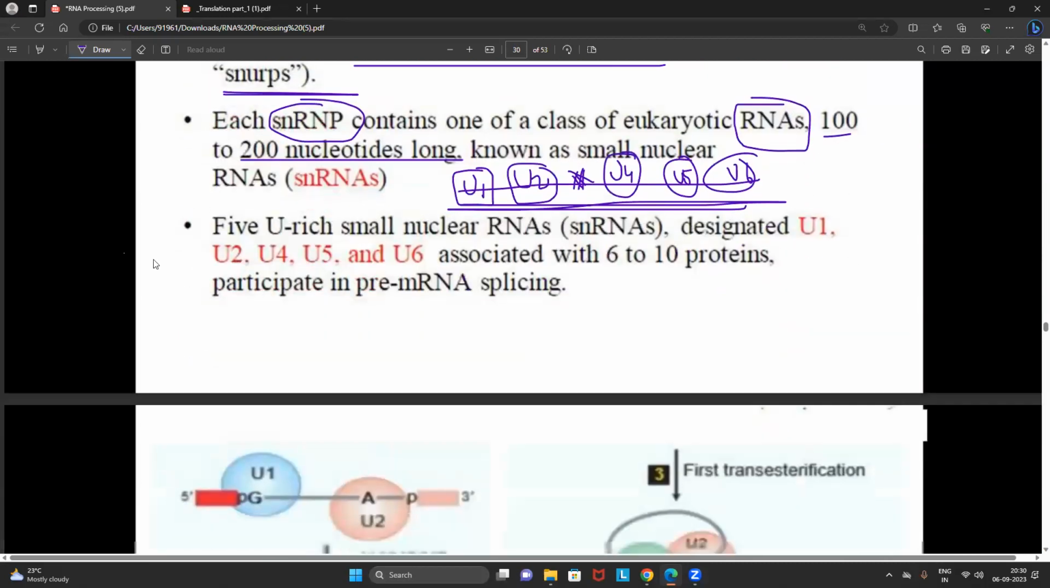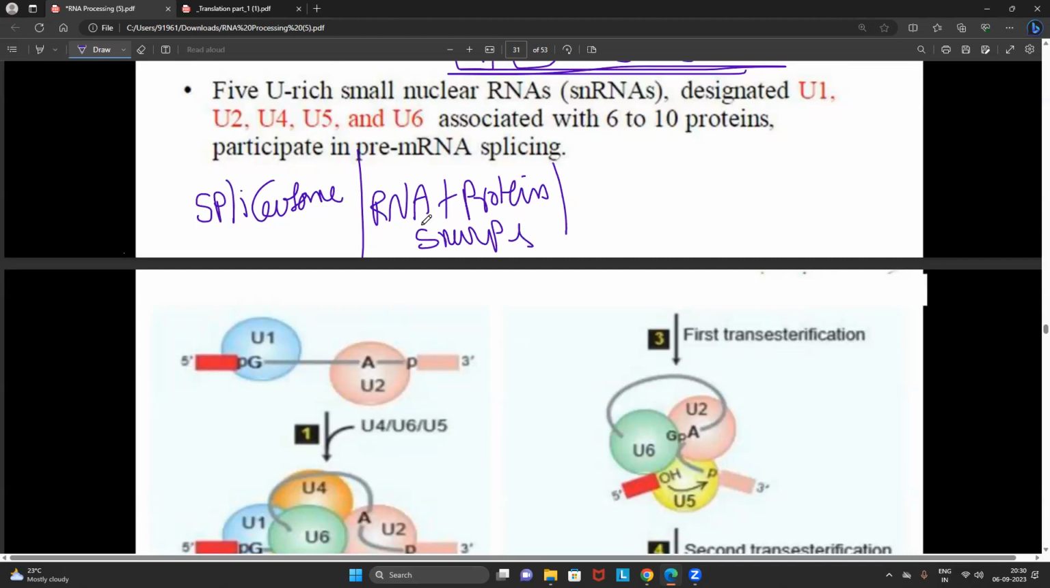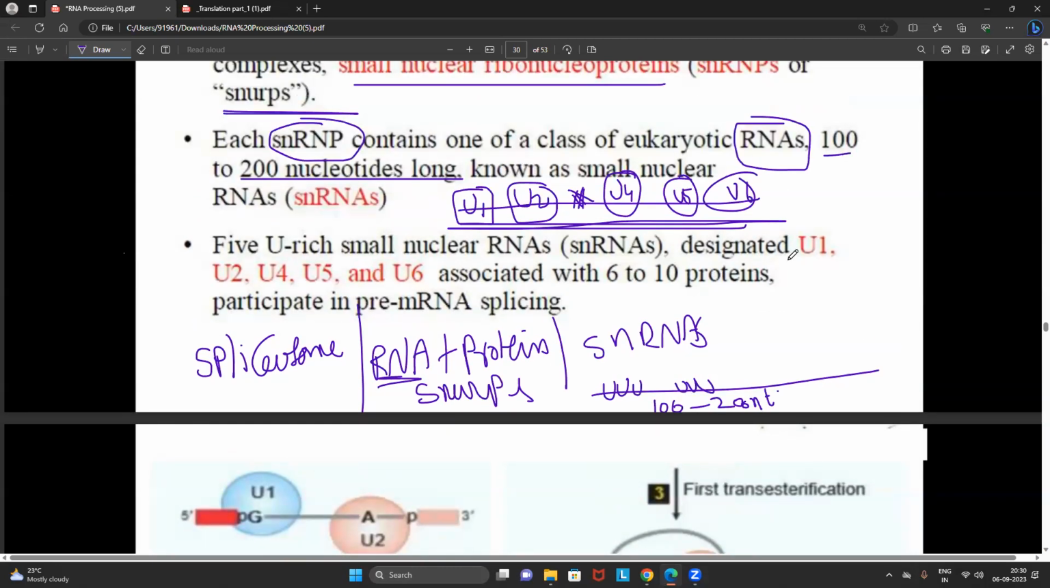I will explain once again. Follow me. The spliceosome is made up of RNA plus protein. RNA plus protein together, we call SNRPs. Only RNA, we call snRNA. So one RNA has a length of 100 to 200 nucleotides, and it has an abundant amount of uracil regions, which are designated U1, U2, U4, U5, U6.